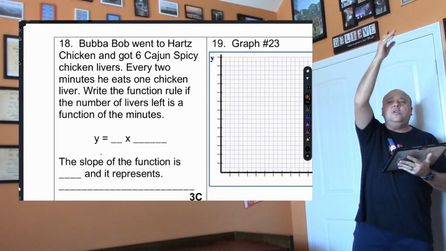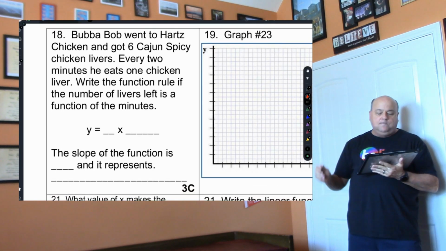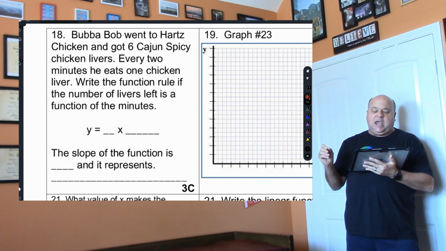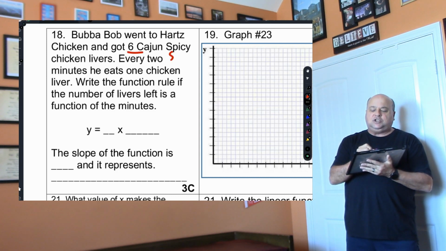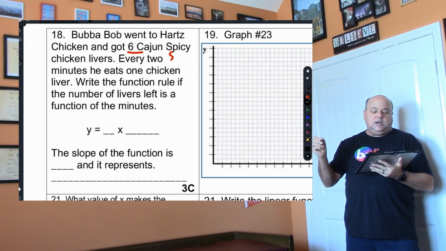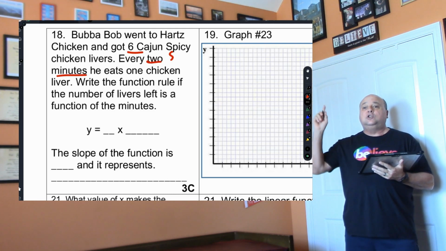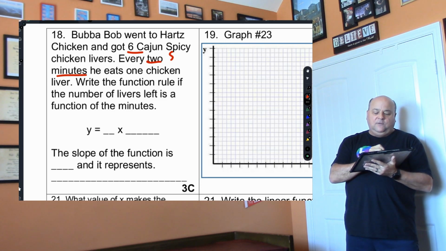Continuing on, turn the page. Number 18, this is kind of tricky, okay? So, Bubba went to Hart's Chicken and got 6 Cajun spicy chicken livers. That's going to be our starting number in it. He eats 1 chicken liver every 2 minutes. This is going to be tricky here. So every 2 minutes he eats 1. Okay? Write the function rule for the number of livers left.